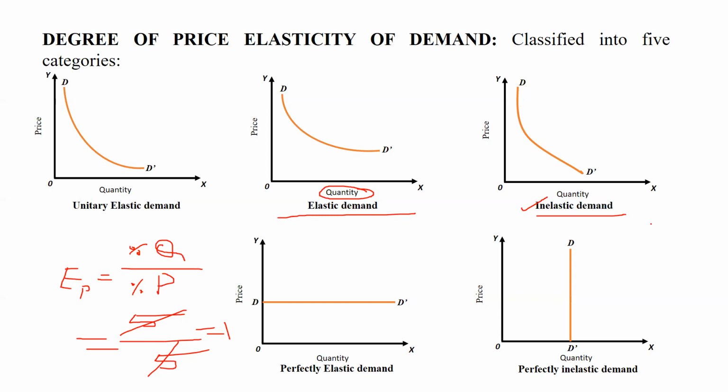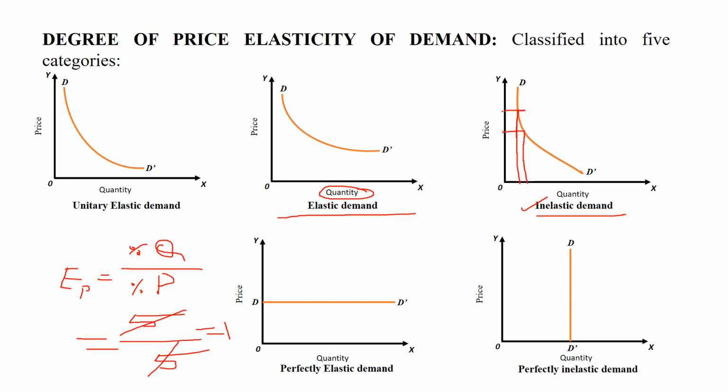If the price of onion increases, people will not stop consuming this commodity. They will consume it, but in a lesser quantity, because it is costly. So here, you can see, first I am going to discuss inelastic demand. You can see this was the initial price, and later this is the price after the change.